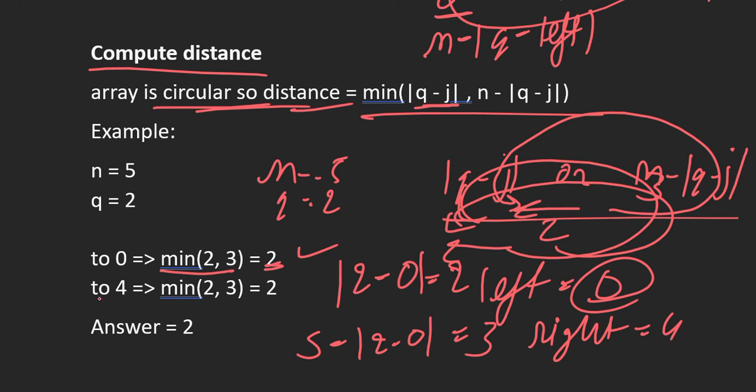So we have to minimize the distance, so we take the minimum of 2 comma 3, that is 2. Now the same distances we find between the index number 4 and query index 2. So here also we get the minimum as 2, so we take the minimum of both these. Minimum of 2 comma 2 is 2, so the answer is 2.